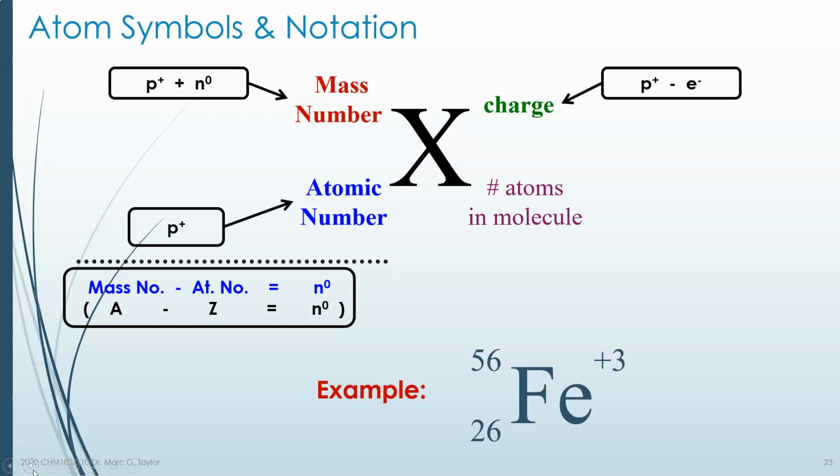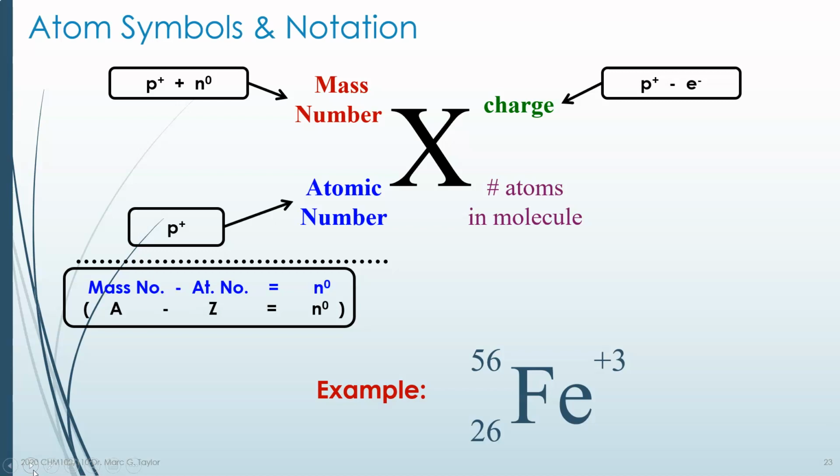So here's an example. Here's the full symbol. You see there are 3 numbers surrounding it in 3 of the corners. And this is a typical symbol. We don't always write all these numbers. Sometimes we'd only write the +3, sometimes we'd only write the 56, depending on the context of how we're using it. But let's ask some questions here.